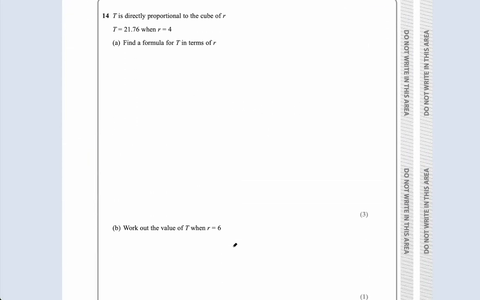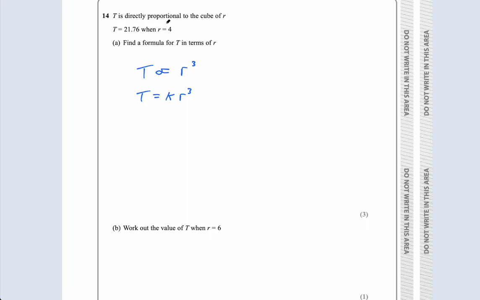T is directly proportional to the cube of r. Straight away, I'm going to write T is directly proportional to r cubed. Then, and you can skip that line, guys, if you want, and just write T equals k r cubed. So the proportional you can change for equals k. I'm not going to go into too much detail about why this is the case, guys, but this is how you do it. T is this when r is this.